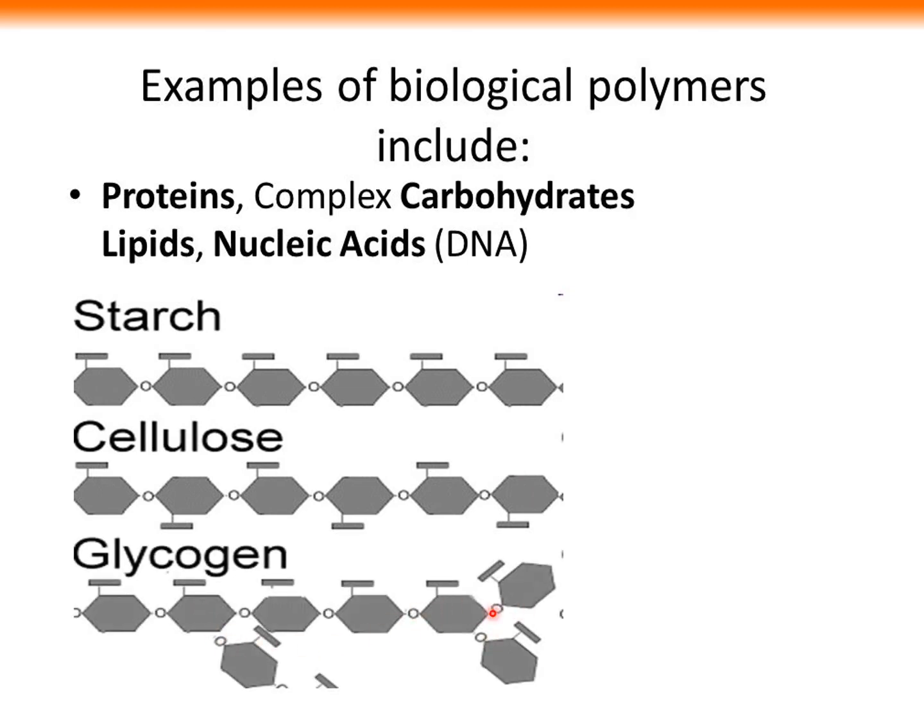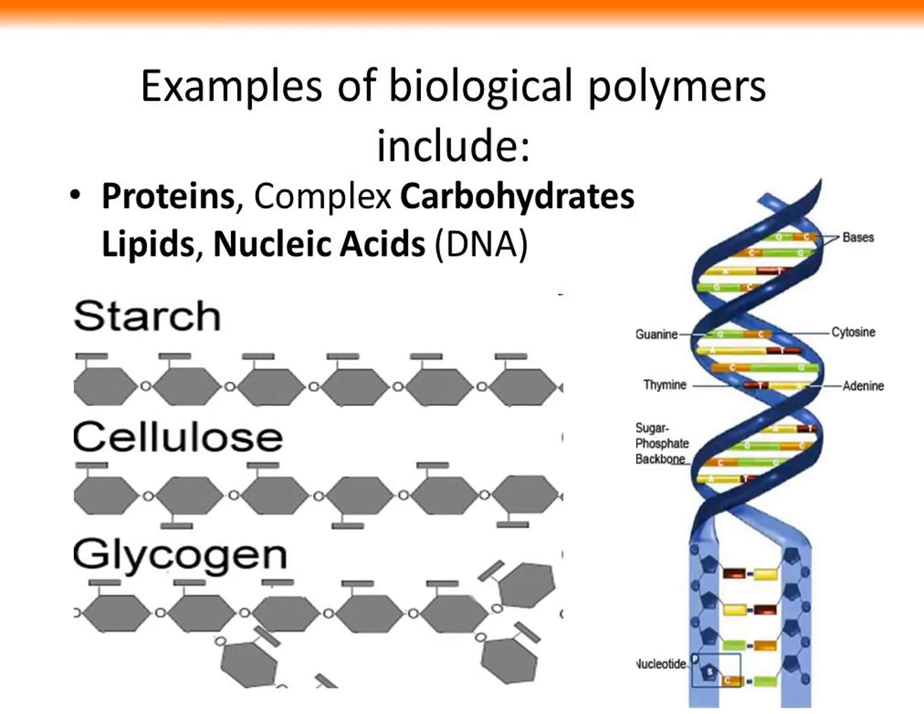Or for instance, glycogen, yet another bond structure here, and glycogen is a glucose storage molecule, usually found in skeletal muscle, but often found in liver as well. And here's a polymer of DNA. We've already talked about that, so we can move on.